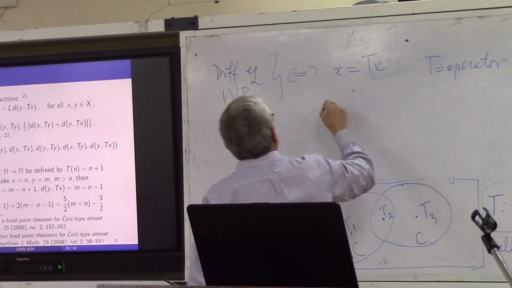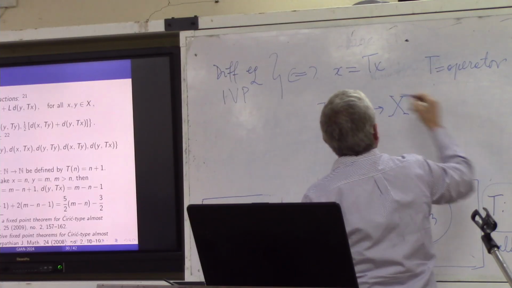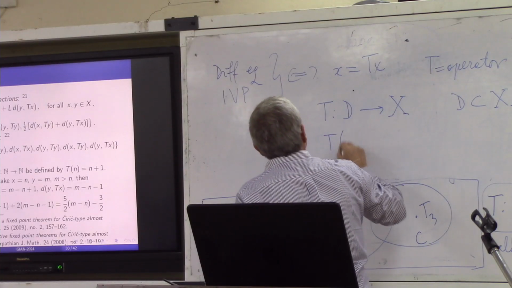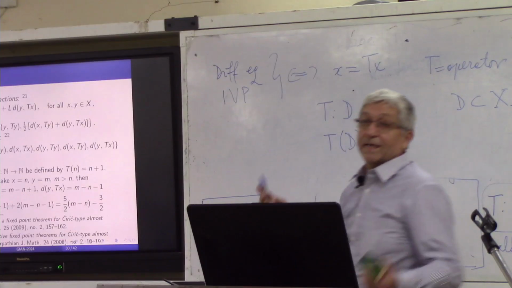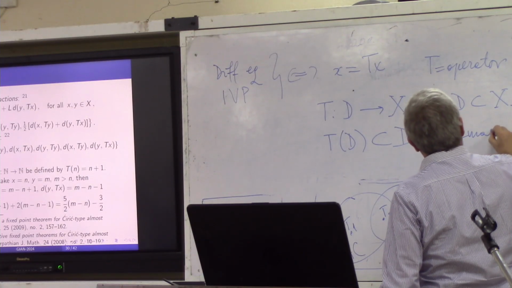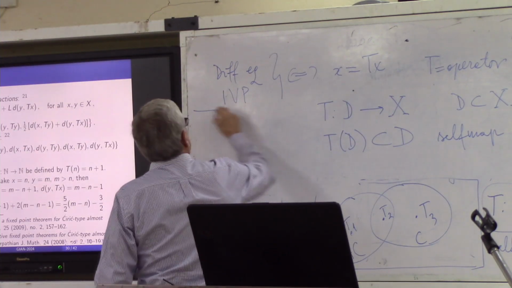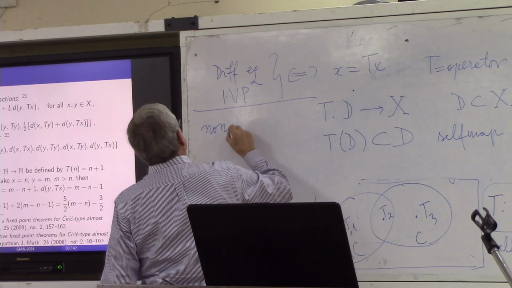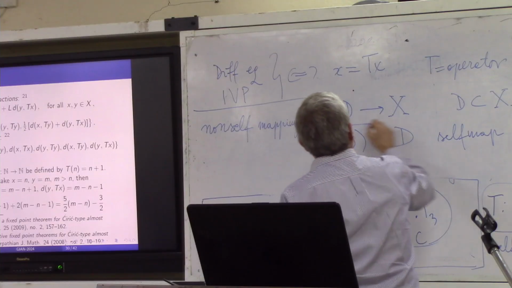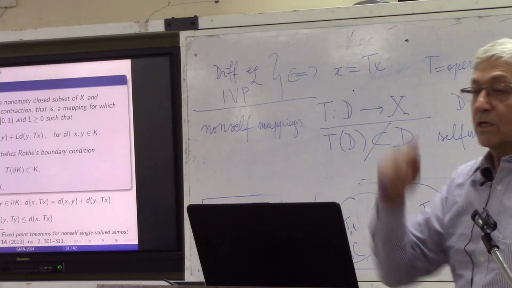And this operator is defined on a set D, but it maps D into the whole space X. We have to prove that T of D is contained in D. This means T is a self-map. But in many cases, we do not have this property. So in that case, we are in the position of solving problems for non-self mappings. We have to deal with such an application which does not fulfill this condition. And this is the case with non-self mappings.